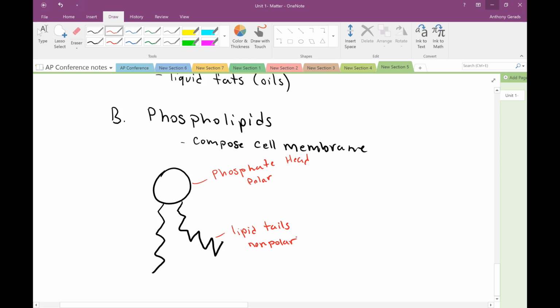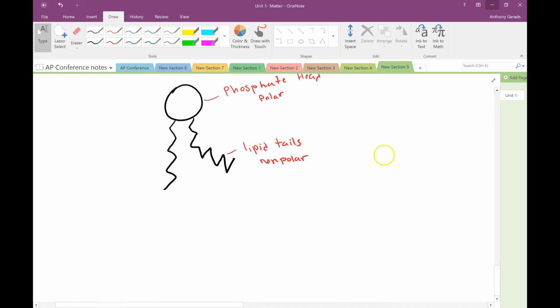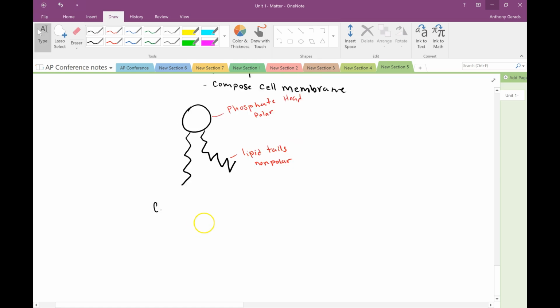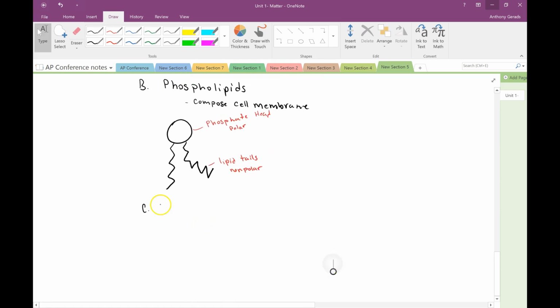Okay? We've got one more type of lipid. Anyone remember what it is? It's a steroid. So our third one. It's a steroid.